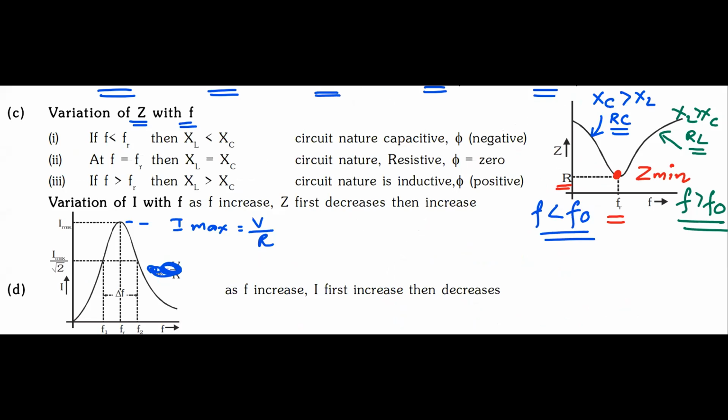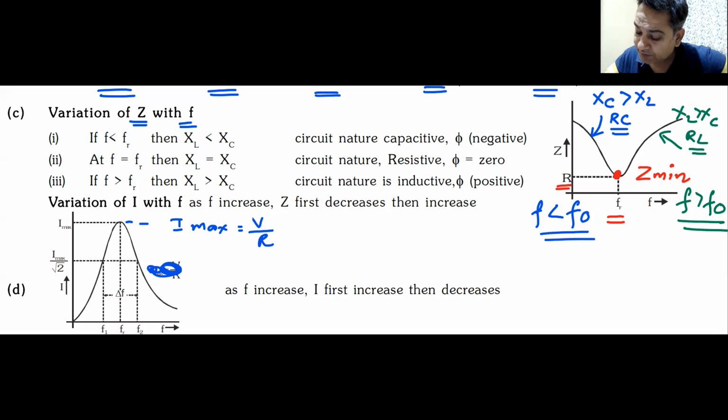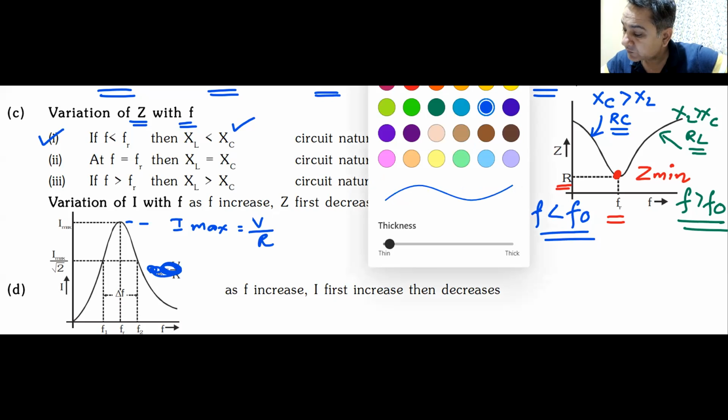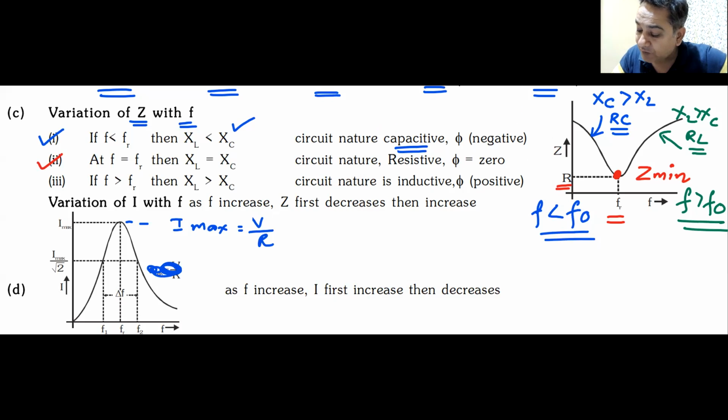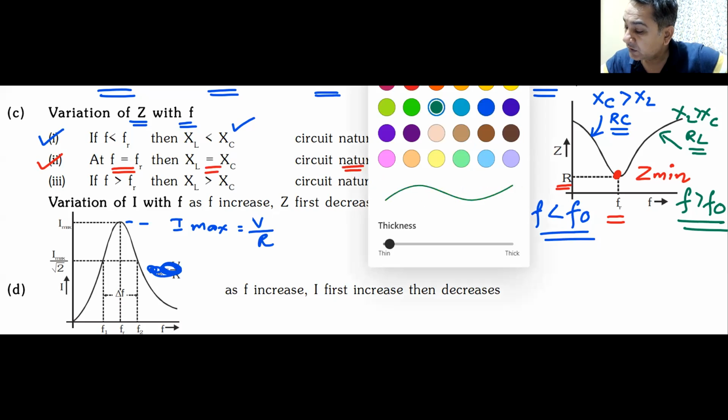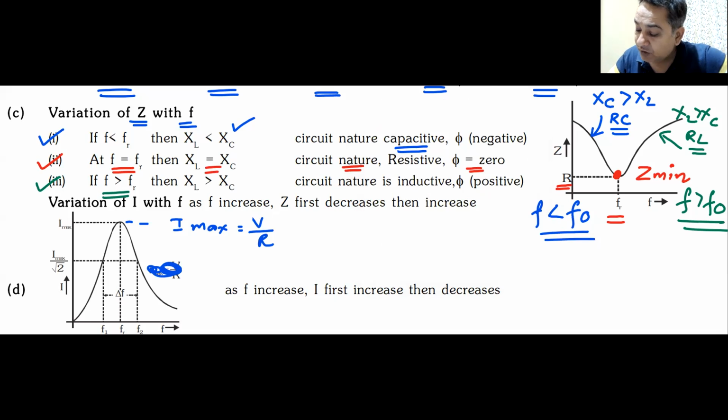I hope you have drawn this graph. And then this is the explanation. If F is less than resonant frequency, XL is less, and it behaves as a capacitive circuit, that is the blue part. Then if F is F naught, XL is XC, this is resonance, phase difference is 0, impedance is minimum, the red part. Third one is F is more than F naught, XL is more than XC, it is inductive.